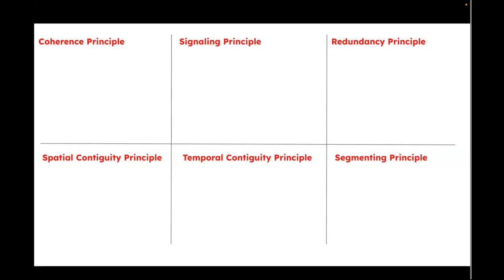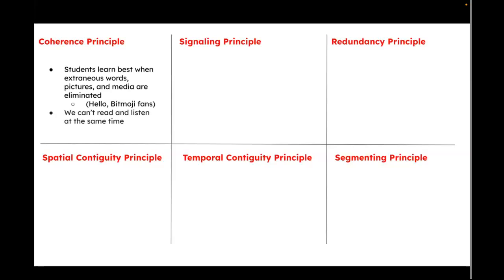Now, let's take a look at what we know the research tells us about design. We're going to start with the coherence principle. The coherence principle tells us that students learn best when extraneous words, pictures, or media are eliminated from materials. Now, some of us, we love good old Bitmoji. We want to have Bitmojis on every page.